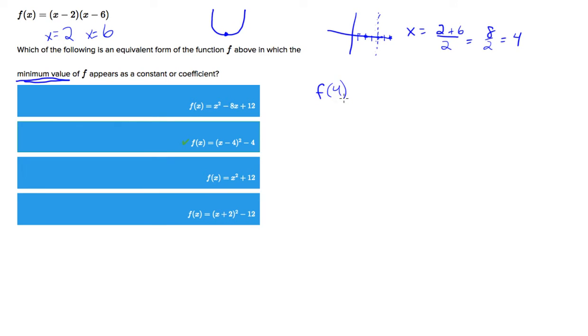We want to plug in that 4 and see what we get when we actually do the multiplication. 4 minus 2 is 2, 4 minus 6 is negative 2. We end up getting negative 4 as the y value of the vertex.